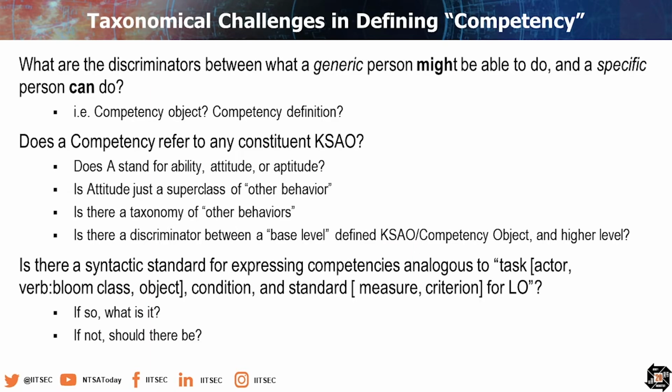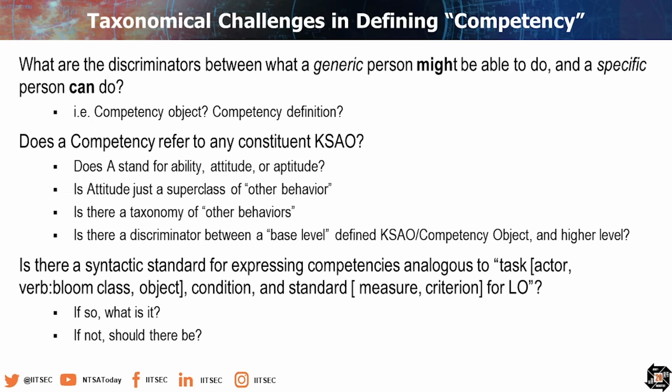Okay, so it is probably a good time to point out that there are some taxonomical challenges in defining competency. If you get 10 educators in a room and ask them what competency means, you'll get 12 answers. So some of the things that need to be addressed by the community as we start to formalize the standard: What are the discriminators between what a generic person might be able to do and what a specific person can do? And do we call this a competency object, a competency definition? Doesn't seem like there's much of a consensus in the literature, which tends to conflate the two under the overall umbrella of competency. Does a competency refer to any constituent KSAO?